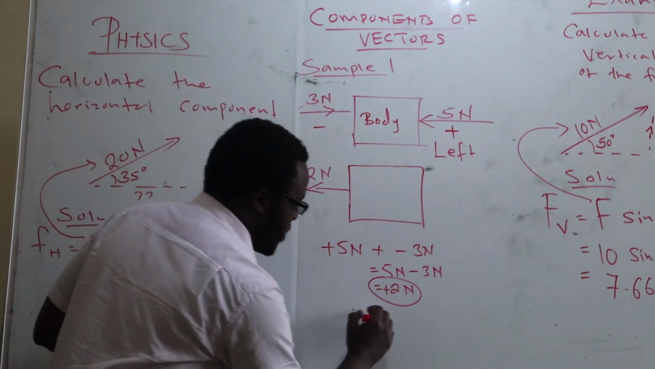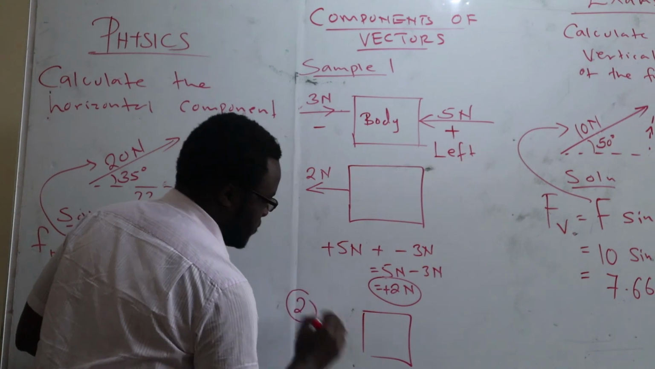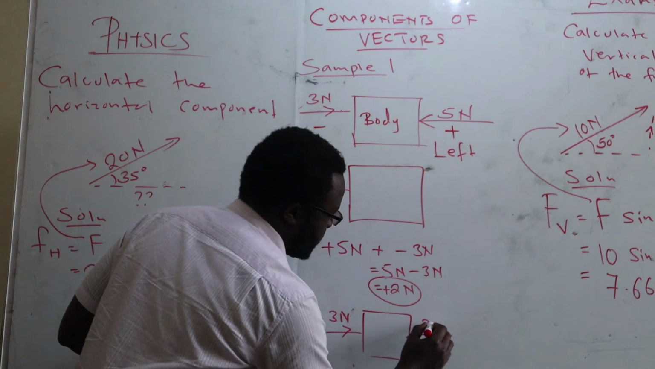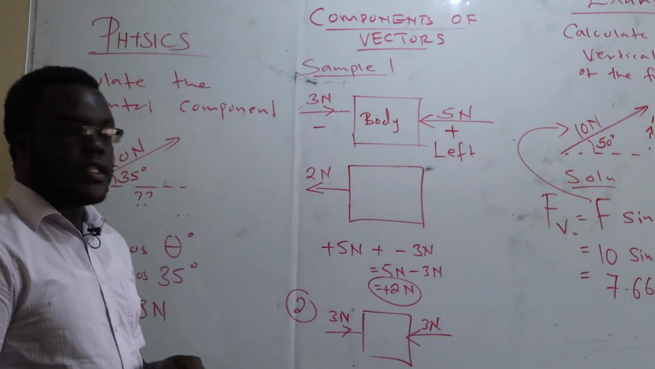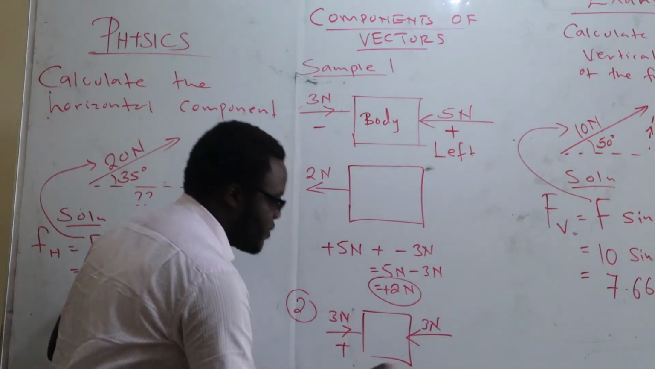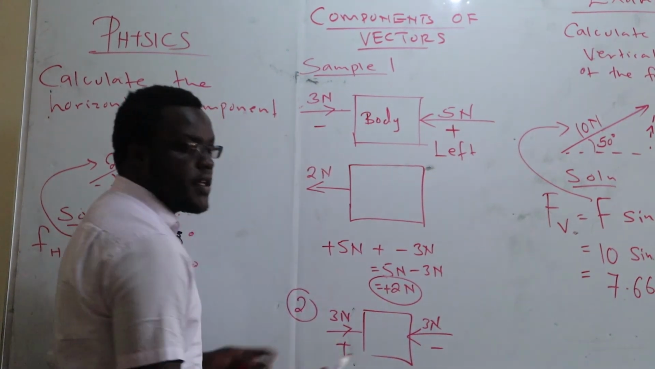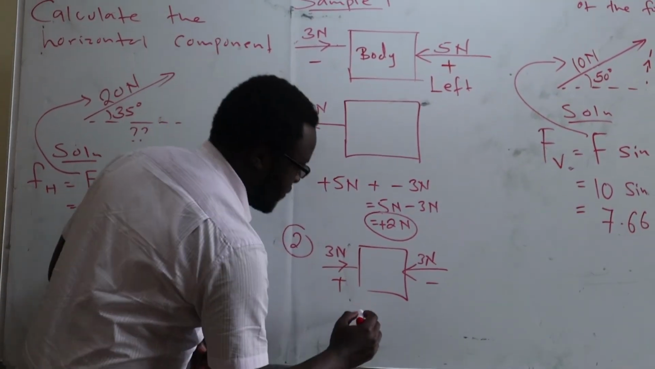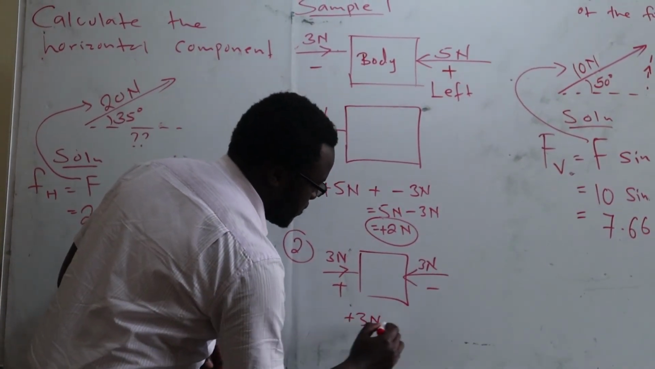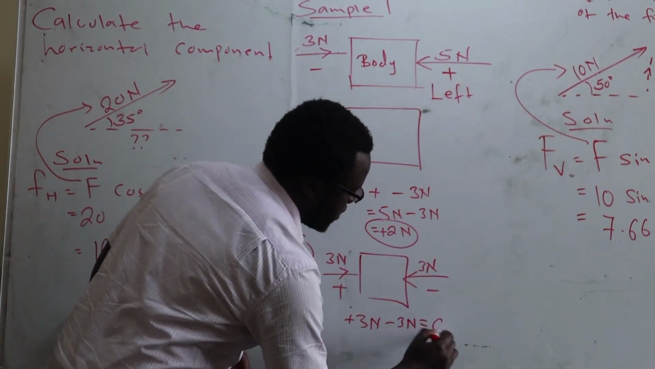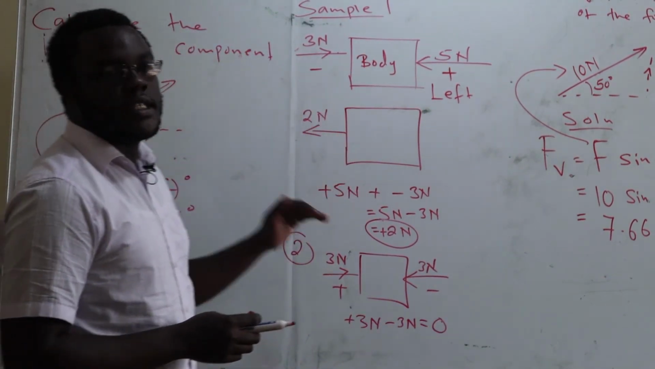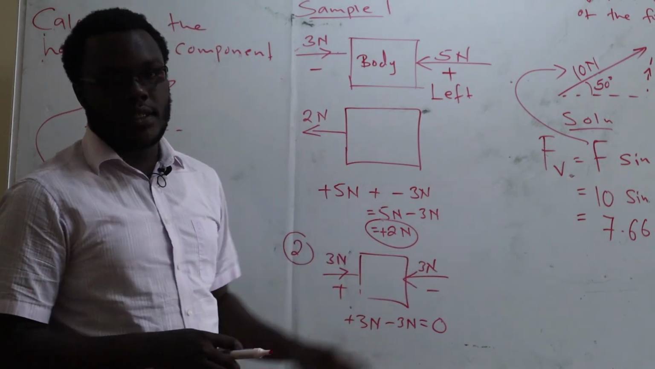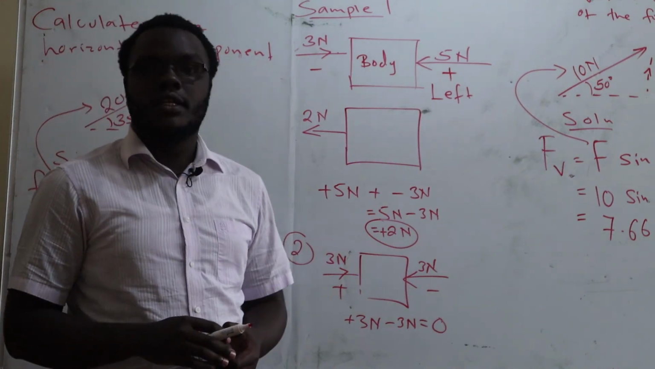Some vectors can also cancel out. For example, number 2, 3 newtons acting against 3 newtons. We can now have it this way, to the right being positive and to the left being negative, so that we have the sum of positive 3 newtons minus 3 newtons, giving us 0. Therefore, there won't be any resultant force at the end of these two motions. So the body will remain stationary. So with that, that's the end of the topic on vectors.